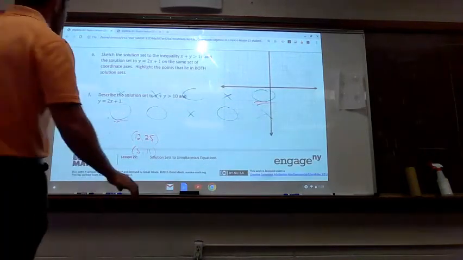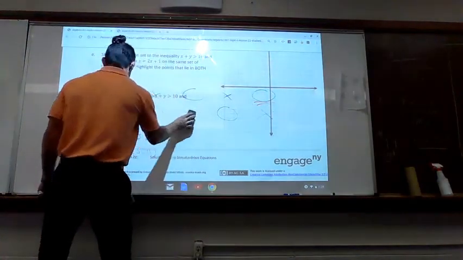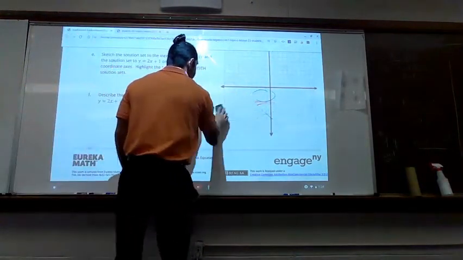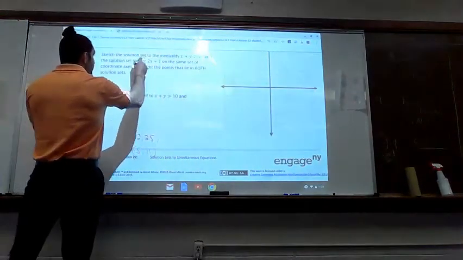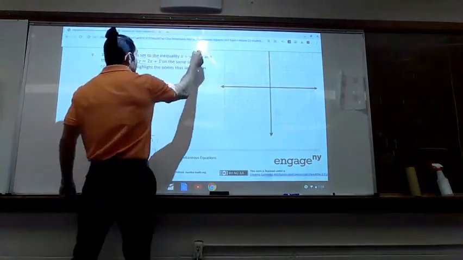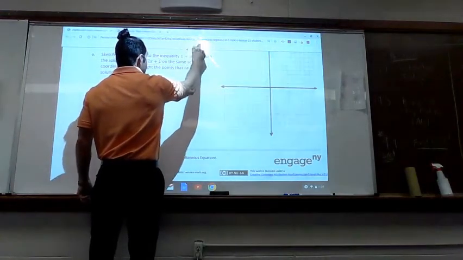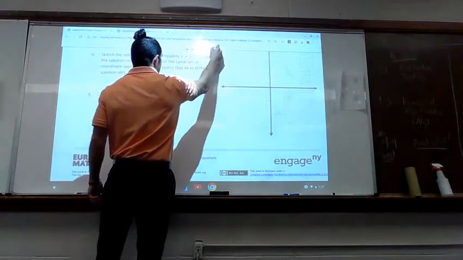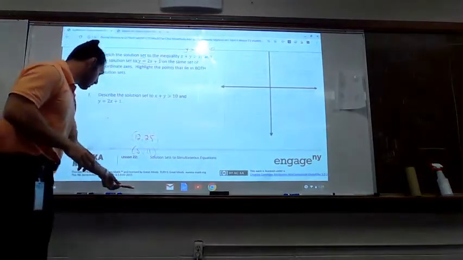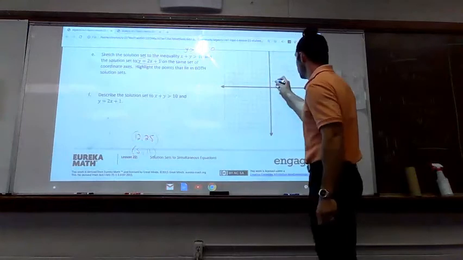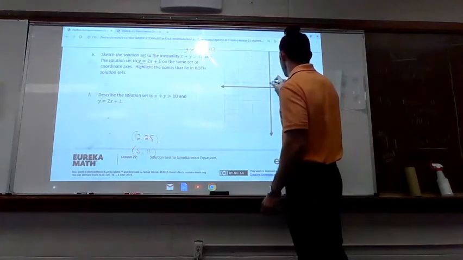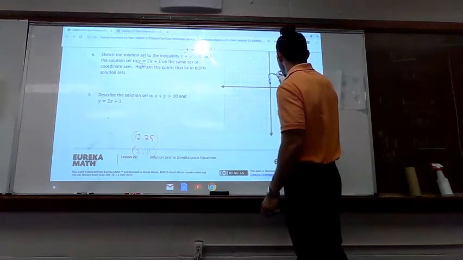Sketch the solutions. Okay. So how can we sketch these solutions? Well, I have one in slope-intercept form. Let's get the other one in slope-intercept form. When I subtract x, y is greater than negative x plus 10. Okay. So I'm going to graph the equation first. My y-intercept is positive 1. My slope is 2, which is up 2 over 1.